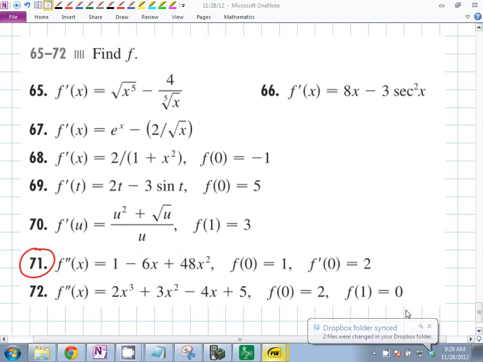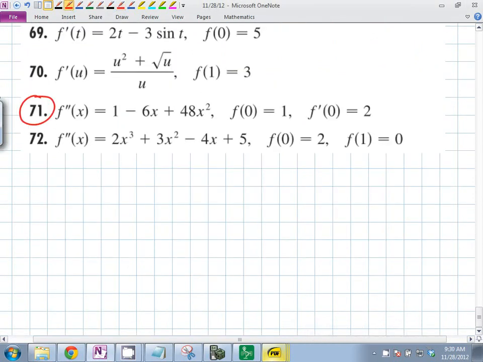Who has an answer to 71 that they'd like to share? Who has it? Biggie, what do you get? F of x is equal to what? 1/2 x squared, okay, minus x cubed, yep, plus 4x. Who got that? Who agrees? We have more. There should be. Plus what? Plus 2x plus 1. Who has that?